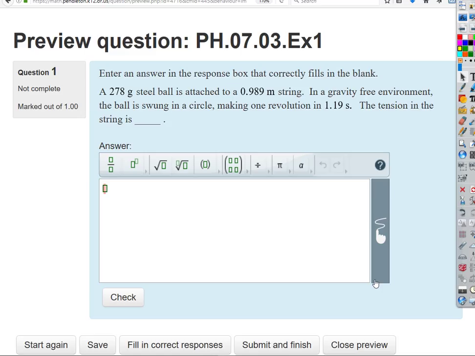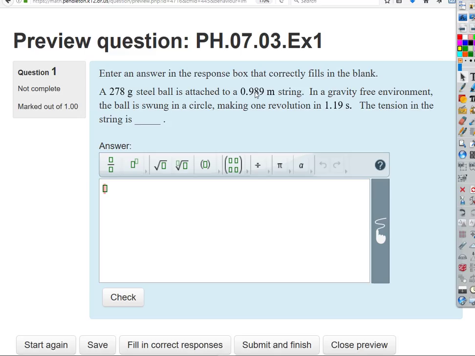In a gravity-free environment, there's only one force acting, and that's tension, right? So what does the tension need to be? MA, right? And what's A? Well, A is going to be, in this case, we're given period, and we're given radius, right?